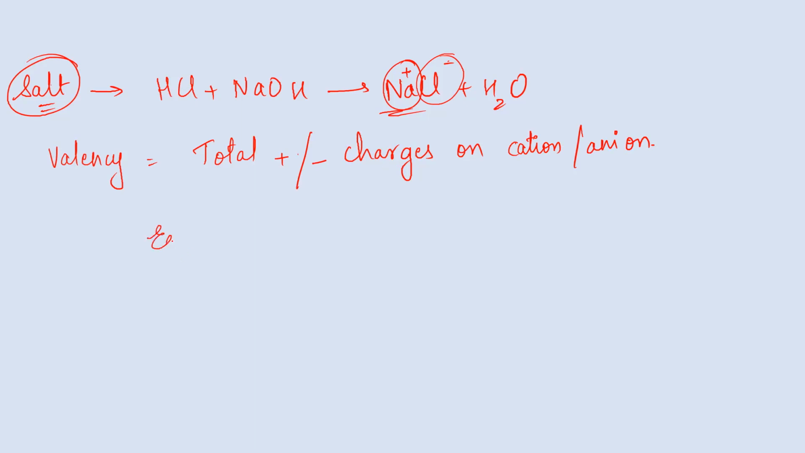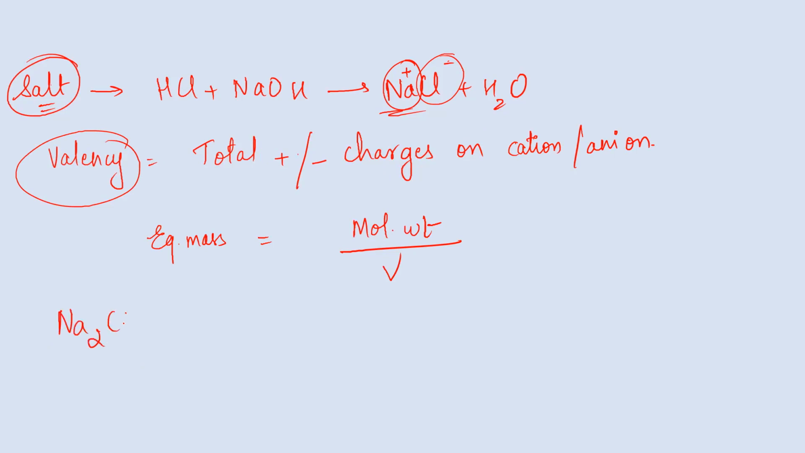So equivalent mass of a salt is equal to molecular weight divided by this valency. How many positive or negative charges are there and how many cations and anions are there. Now, for example, if you have a salt which is sodium carbonate. Okay, at a time I can only choose one. If I'm deciding to choose cation, so let me only take cation. So here, how many cations are there?